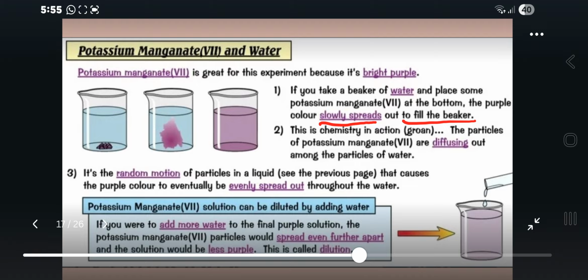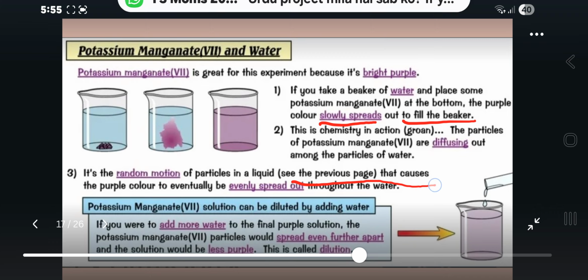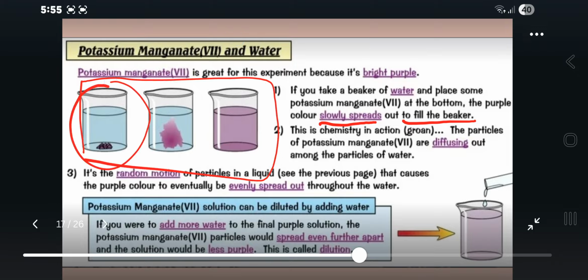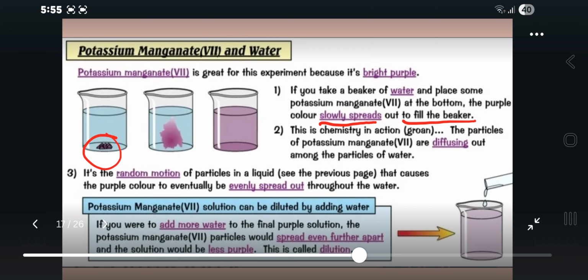Now see over here, it's the random motion of particles in a liquid, as we saw on the previous page. This causes the purple color to eventually be evenly spread out. They are just trying to say the same thing that I have explained in the upper part: first of all, we take a beaker, we pour some water, and we put some potassium permanganate in it. Then after some time the mixture is like this. After we mix it, it converts to this. They are just trying to say this.